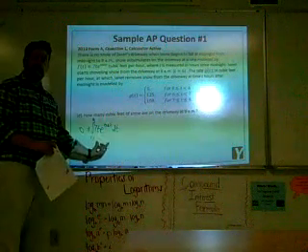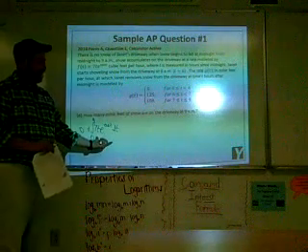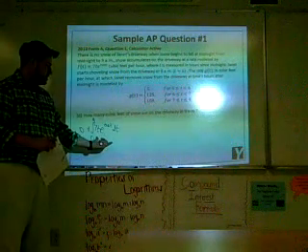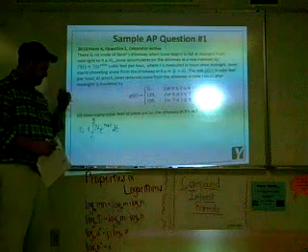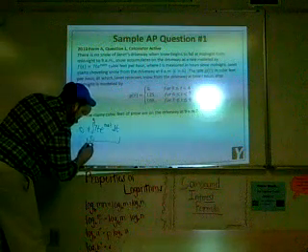Again, keep in mind this is a calculator active question. I have absolutely no intention of doing any integration trickery. I'm not going to try substitution. I'm going to type this into my calculator. This is how much snow falls.